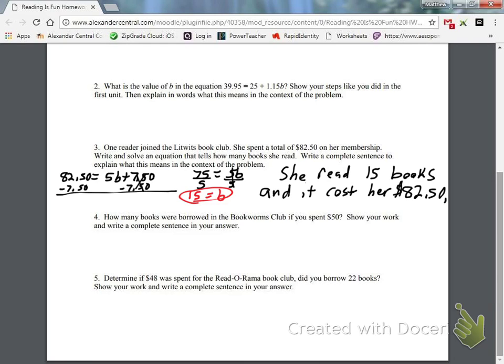On this one, we're doing bookworms, so you have to make sure you use the bookworms equation, which is this one. Right, and that's cost, and we're looking for the number of books borrowed. Right. And it cost them how much?